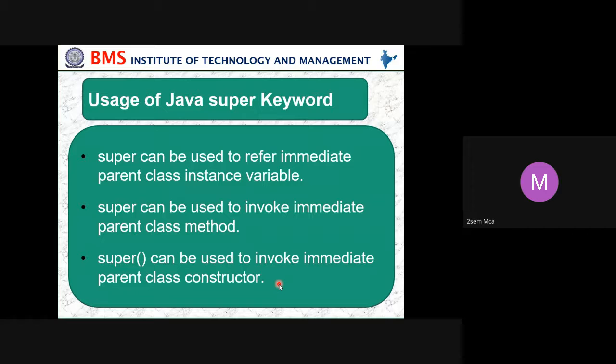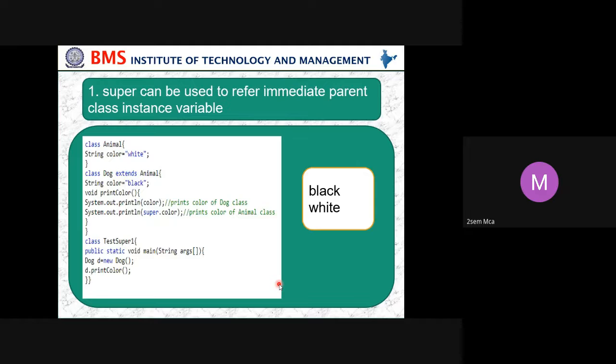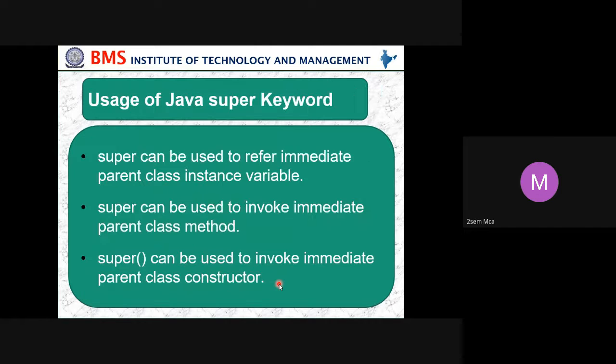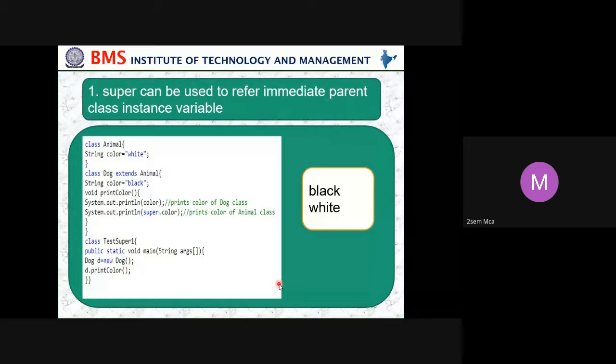So why is the super keyword used? Super can be used to refer to the immediate parent class instance variable. Super can be used to invoke the immediate parent class method. Super can be used to invoke the immediate parent class constructor. So that's the work of the super keyword. Okay. So first we have seen these three. Let us see each one and how we can write the program. First one, super can be used to refer to the immediate parent class instance variable.